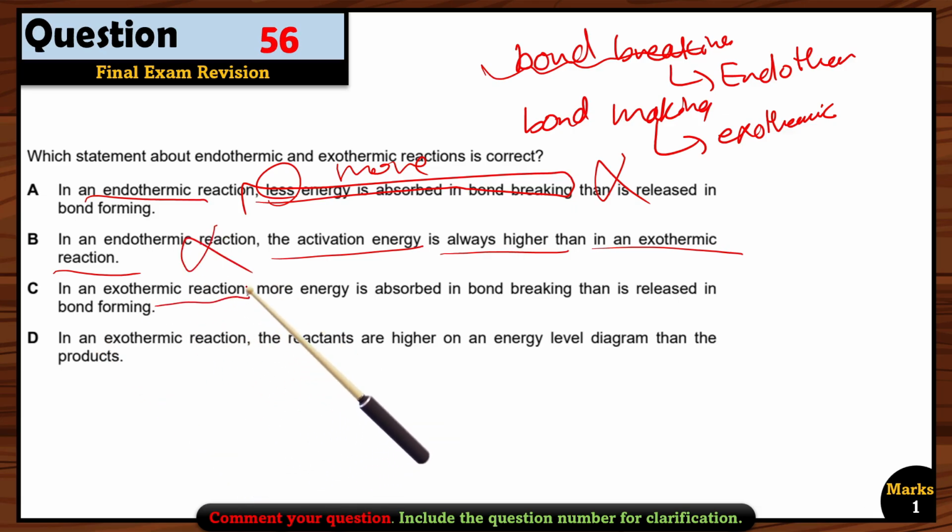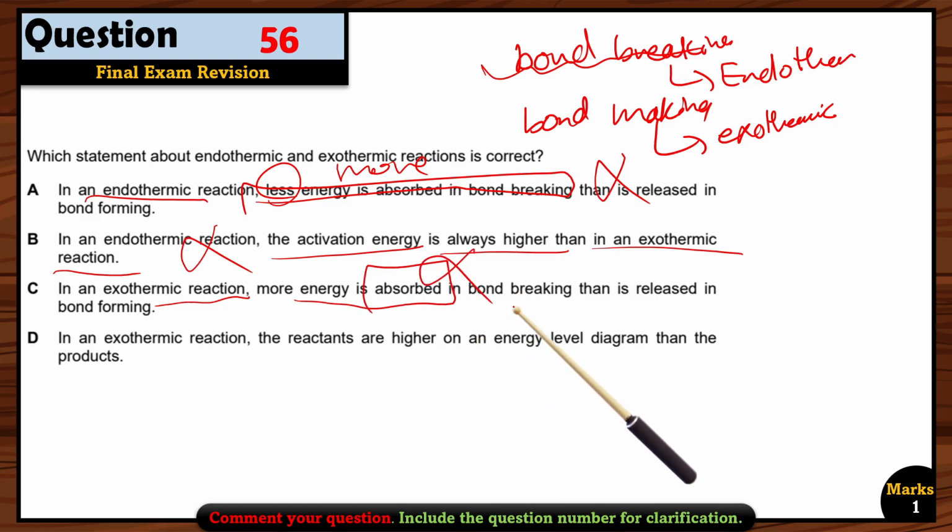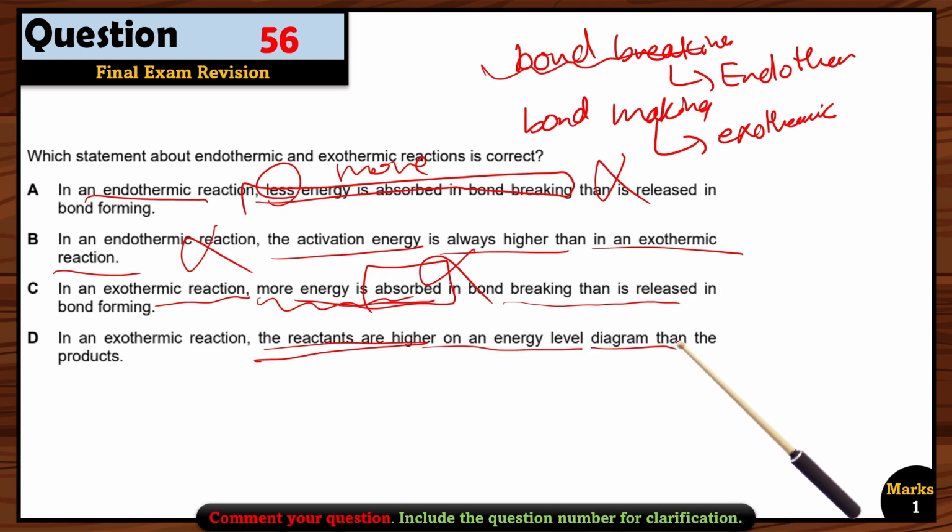In an exothermic reaction, the more energy is absorbed. Again, wrong. Exothermic reactions always release more energy. They don't absorb more energy. So you don't have to read the complete statement. You just know that more energy is absorbed, it's wrong. In exothermic, more energy is never absorbed. In an exothermic reaction, the reactants are higher on an energy level diagram than the product. Yes, this option is right. If you remember the energy level diagram, the products are always at lower energy level in exothermic reaction, because all the heat is given out, and the reactants have more energy.